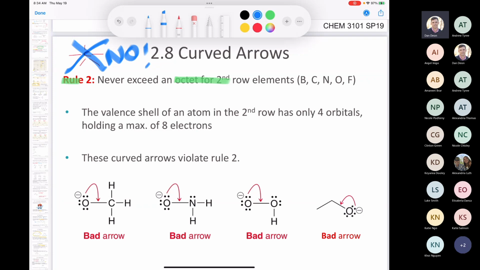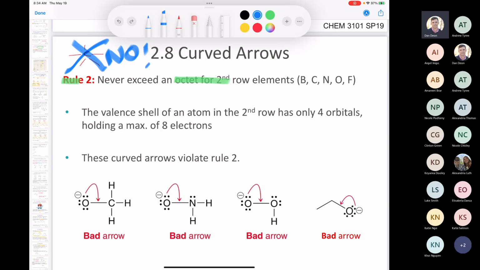So let's take a look here. It says the maximum number of electrons that are available for second row elements, since they only have 4 orbitals, 1 2s and 3 2p's, is 8 electrons. Once you get to the third period, sure, then you can have more electrons. You have the 3d orbitals available, but not for these elements. You do not have those.